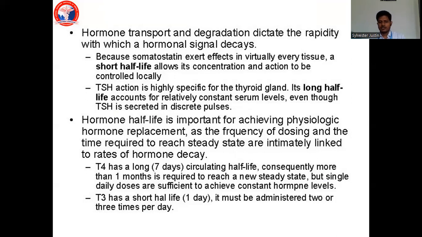T3 has a short half-life, and it must be administered 2 or 3 times a day. So if you want to treat hypothyroidism with thyroxine, OD dosing is sufficient. But if you are doing it with T3, then you will have to dose it 2 or 3 times a day. Also, T4 will take a longer time to achieve a steady state. T3 will achieve it in a shorter time.